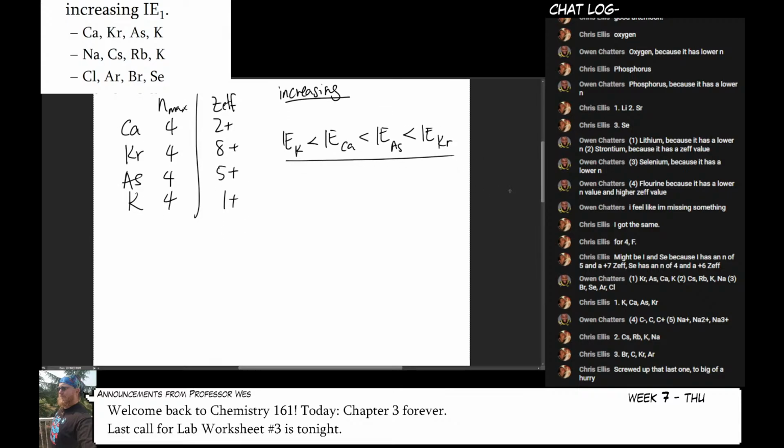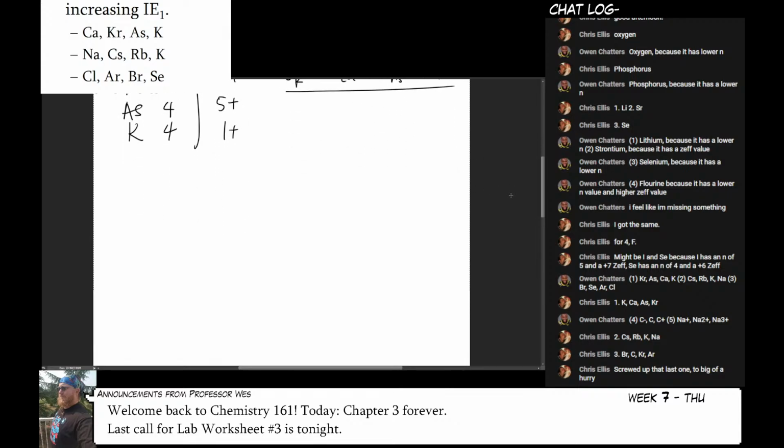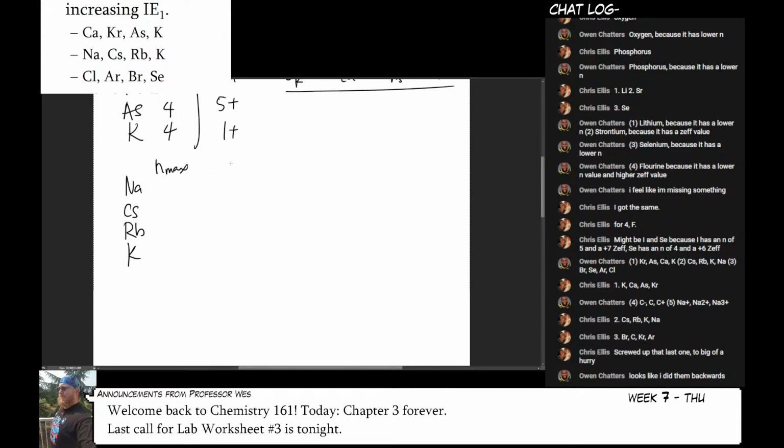All right, we can do the same thing for the second one. You'll notice that these are all in the first column. So sodium, cesium, rubidium, potassium. If you did them backwards, it means that you definitely got the trend right, but I asked for increasing and you gave me decreasing. So be careful because you never know what the problem's going to ask you.